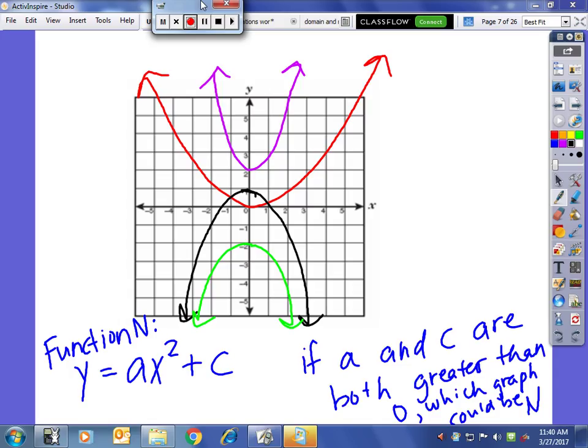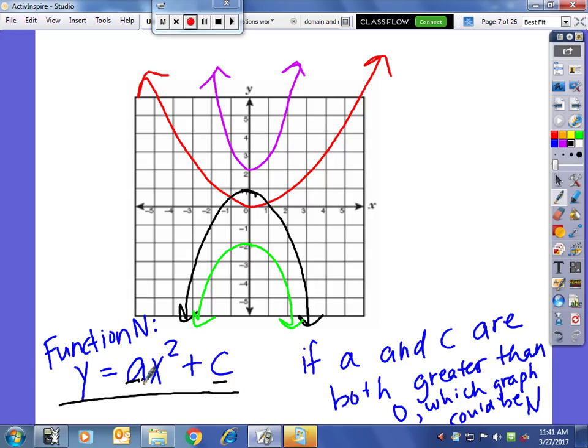So we're trying to figure out which one, the pink one, the red one, the black one, or the green one, could be function n, which is described as y equals ax squared plus c, and they tell us something about a and they tell us something about c. Remember, a controls the width of a parabola. Fractions would make you fat, whole numbers, or numbers bigger than 1, make you skinny. Positive numbers are smiles and negative numbers are frowns.